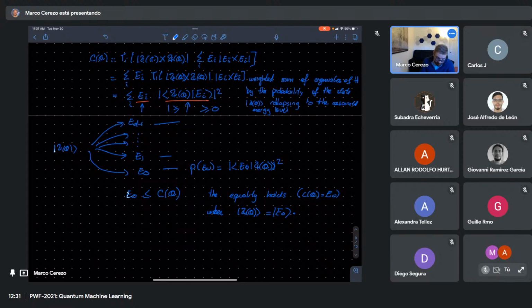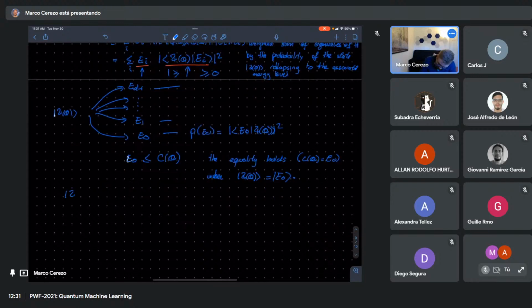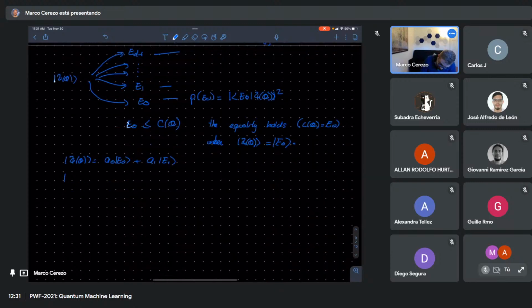So that's good. So is it operationally meaningful? Imagine that now I have psi theta being A0 E0 plus A1 E1. Well, this is going to have a smaller expectation value than a state psi of theta prime that has some component in the ground state and some component in the highest excited state.